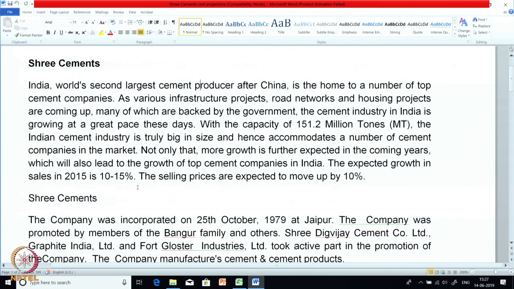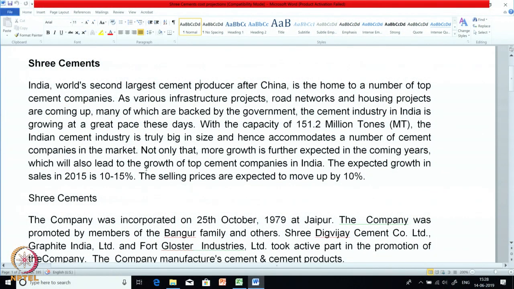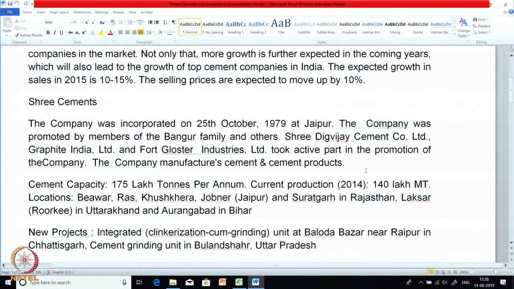What is given? The expected growth rate in sales is 10 or 15, somewhere between 10 and 15. They have asked us to make pessimistic and optimistic calculations. So the pessimistic calculation is 10, the optimistic calculation is 15. Please underline this 10% and 15%. Now, the selling prices are also expected to go up by 10%. Again, very important information, so underline this 10%. Like that, go on reading. Wherever you find some information which is useful for projection, you will have to underline it.